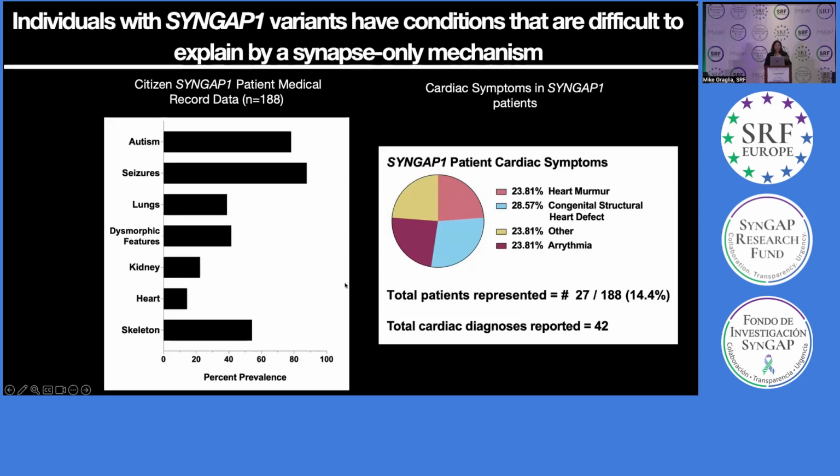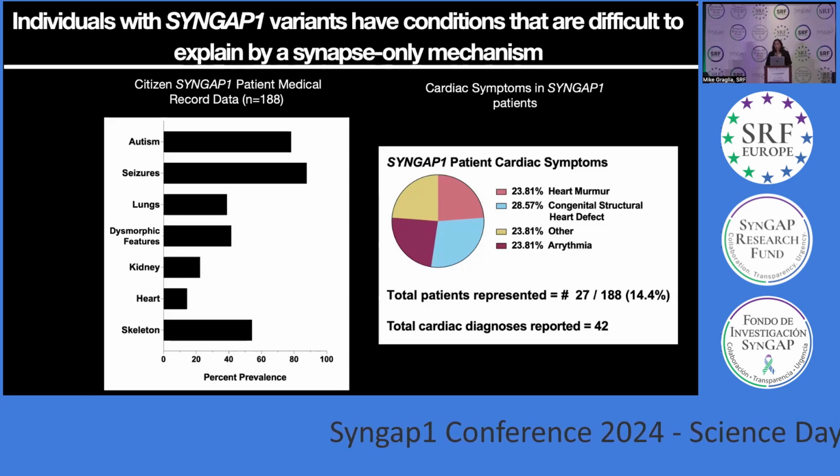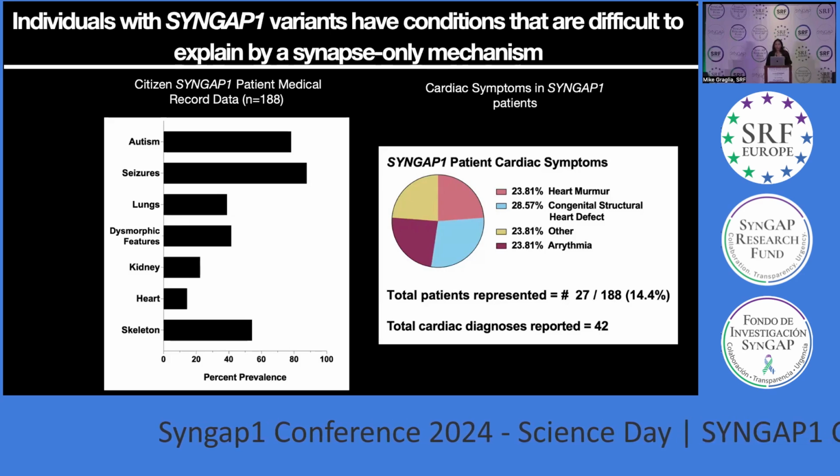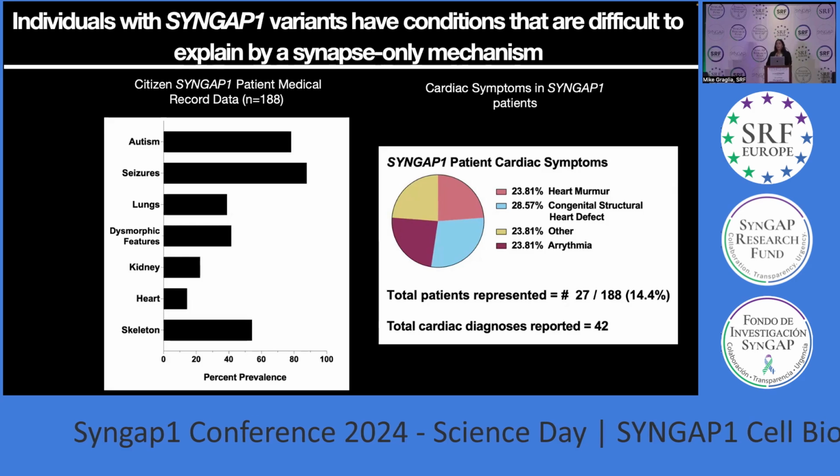And when we look at this patient data, indeed, we see patients have skeletal defects, dysmorphic features, and structural heart defects. And looking at these heart defects in particular, many of these are congenital structural heart defects or heart murmurs, which would be difficult to explain by a synapse-only mechanism, that is, if SYNGAP was only functioning at the synapse. But this is medical record data.